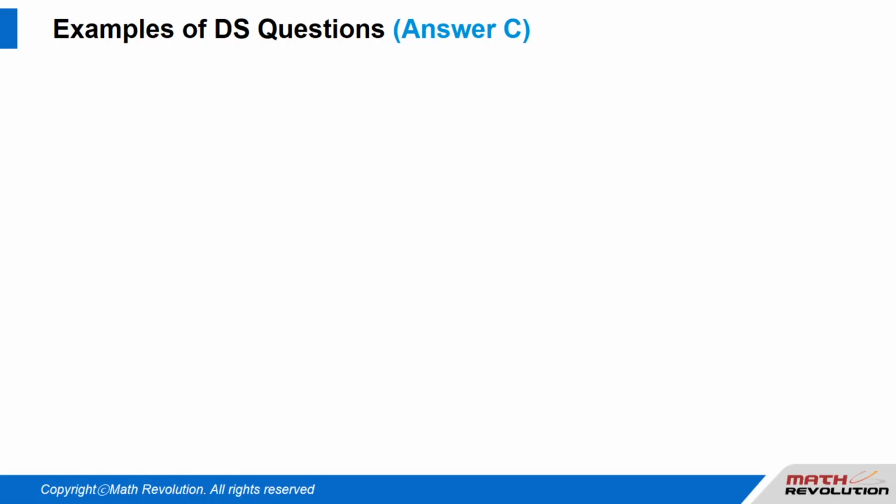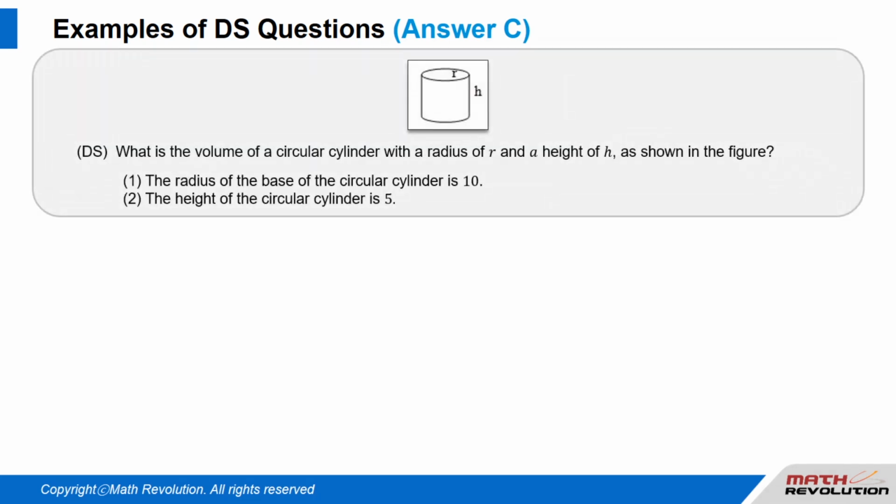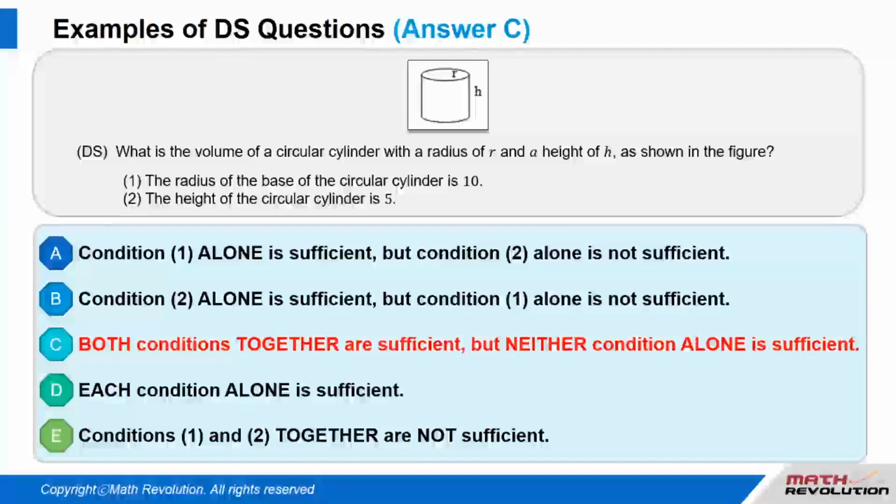Here are some examples of DS questions with C as an answer. DS. What is the volume of the circular cylinder with a radius of r and a height of h, as shown in the figure? Condition 1. The radius of the base of the circular cylinder is 10. Condition 2. The height of the circular cylinder is 5. Answer C. Both conditions together are sufficient, but neither condition alone is sufficient.